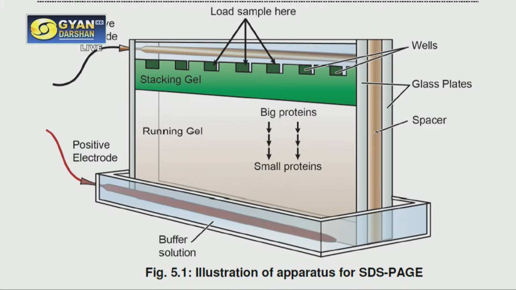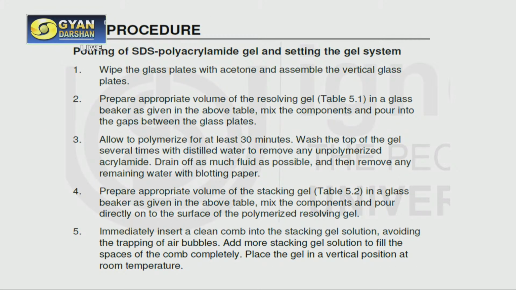So this is what the system looks like, that is stacking gel and resolving gel. You have to fit the comb within the stacking gel, and then you have to load the samples as they have shown, and then you have to run the gel using the power supply, and then the proteins will be resolved. The big proteins will be in the high molecular weight upper part and smaller proteins in the lower part.